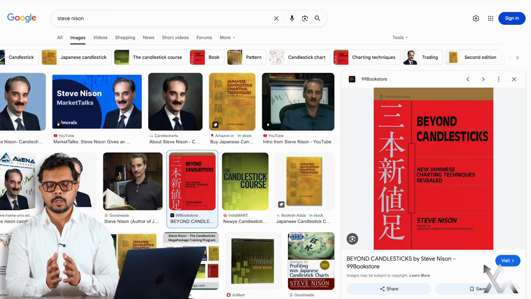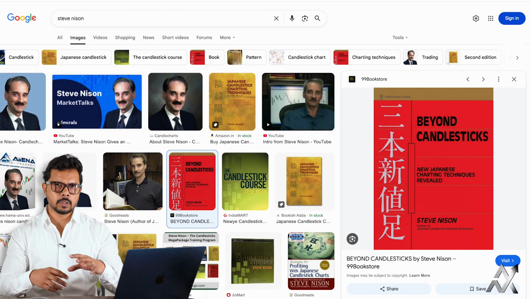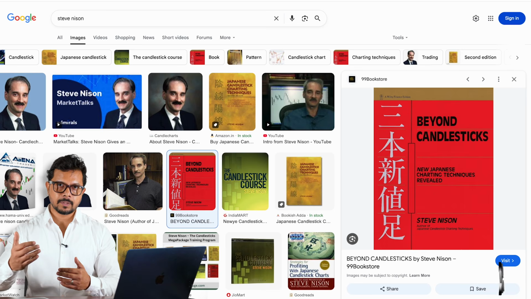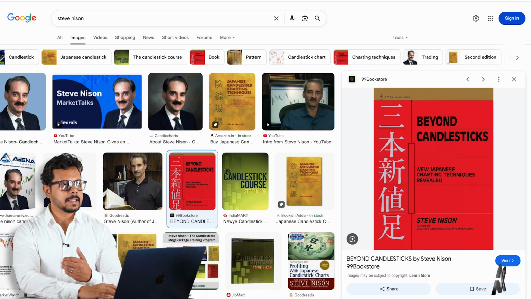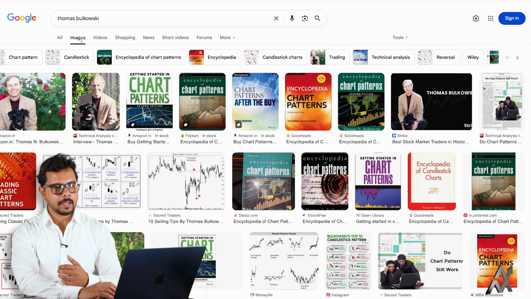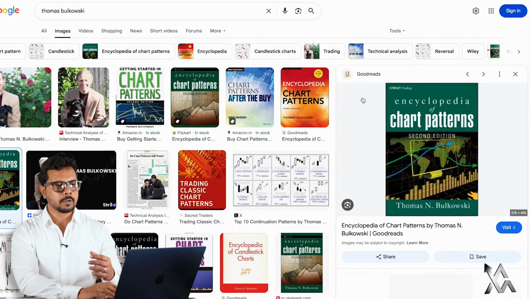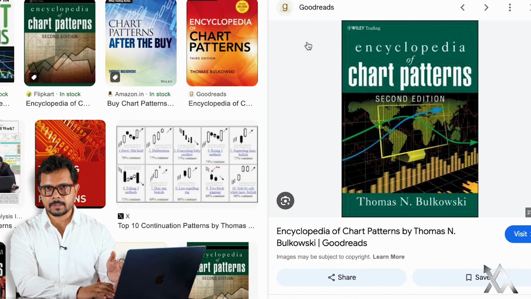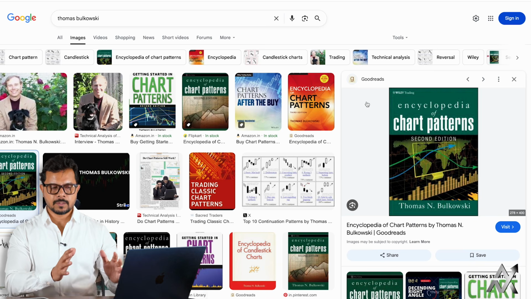Similarly, if you have read about patterns, head and shoulders, triangles, wedges, etc., and you want to take the next step, the next league of patterns, then again, no other than Thomas Bulkowski. When it comes to Thomas Bulkowski's work, the ideal book is Encyclopedia of Chart Patterns. For a beginner, this is overwhelming.